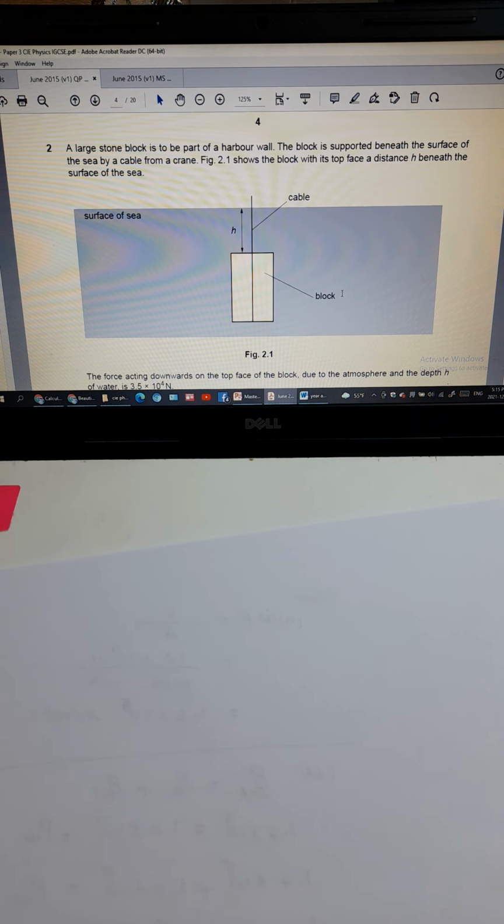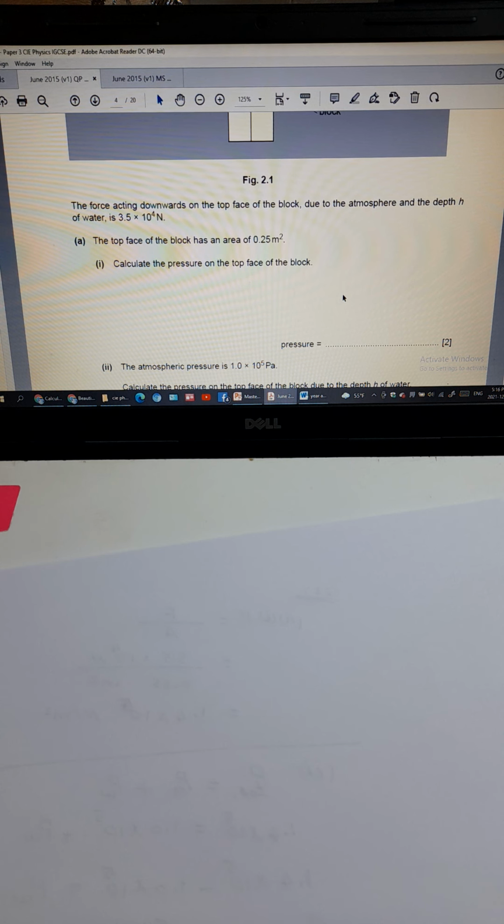Question 2. A large stone block is to be part of a harbor wall. The block is supported beneath the surface of the sea by a cable from a crane. Figure 2.1 shows the block with its top face a distance h beneath the surface of the sea. The force acting downwards on the top face of the block due to the atmosphere and the depth h of water is 3.5 times 10 to 4 Newton.